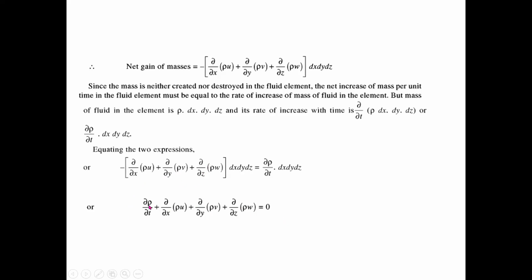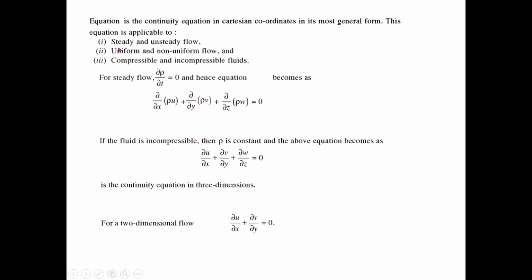You can remember this: ∂ρ/∂t plus ∂/∂x of ρu plus ∂/∂y of ρv plus ∂/∂z of ρw is equal to 0. This equation is the continuity equation in Cartesian coordinates in its most general form. It is applicable to steady and unsteady flows, uniform and non-uniform flows, and compressible and incompressible flows, which we have already seen. We can use this continuity equation for these types of flows.